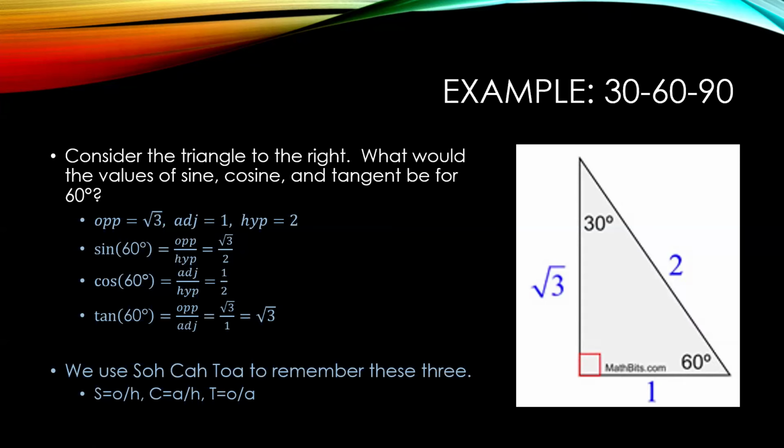Oftentimes, to remember these, we use SOHCAHTOA. And so sine is equal to opposite over hypotenuse. Cosine is adjacent over hypotenuse, and tangent is opposite over adjacent. Again, I don't know how I feel about mnemonics like that, but it gets the job done.